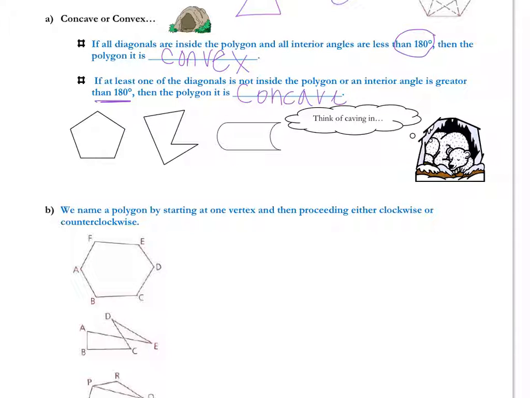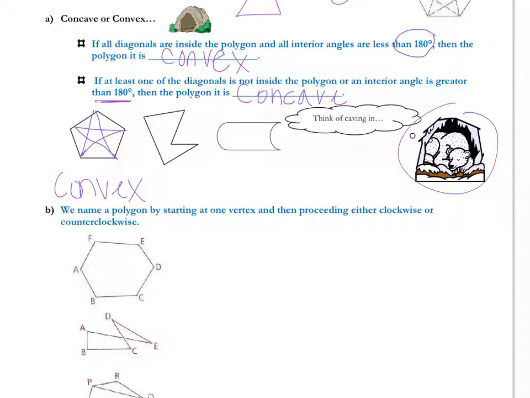Okay? So if you look at the examples, I always remembered concavity as like a bear going to hibernate, going into its cave. Okay? So if we look at the first example, anywhere I draw a diagonal, they all stay inside the polygon. Okay? And nothing caves in. So this would be an example of a convex polygon.